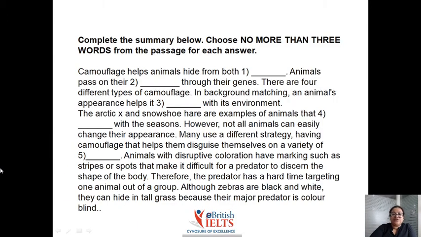Looking at the third question, it says, an animal's appearance helps it dash with its environment. So now they're talking about something in background matching, something to do with the animal's external appearance happens and helps it do something with its environment. So what is it doing? Probably match, probably fit in, probably stand out, something of that sort, right? So they are doing something with the environment. So environment is a keyword here, and background matching. They are matching themselves with the background, camouflaging. That is what it is about, right?